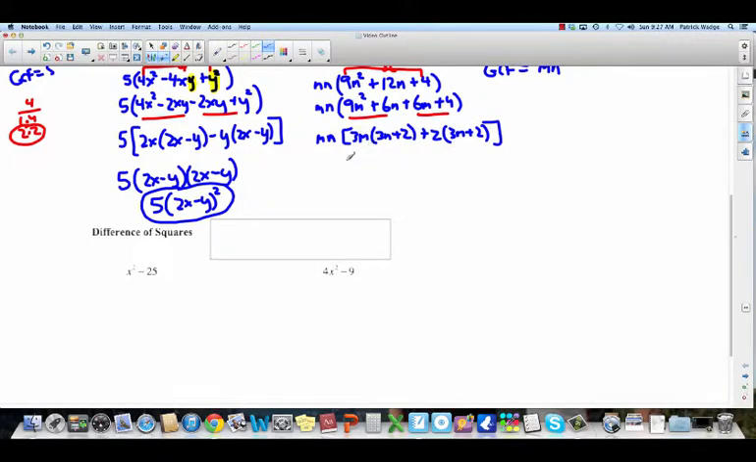Should get the same in each bracket. You did. So you have an mn out front, then this 3m plus 2, and then in the other bracket another 3m plus 2. It worked. So we have mn as our greatest common factor.